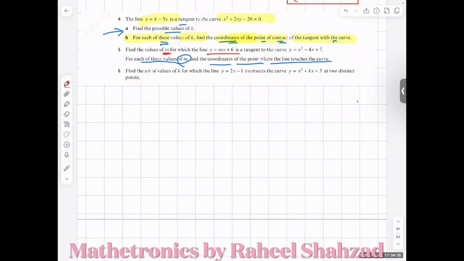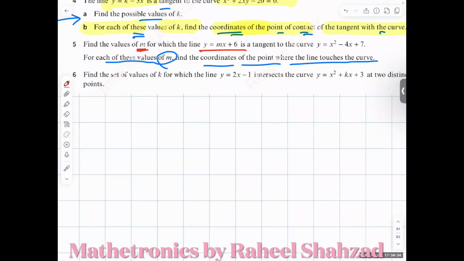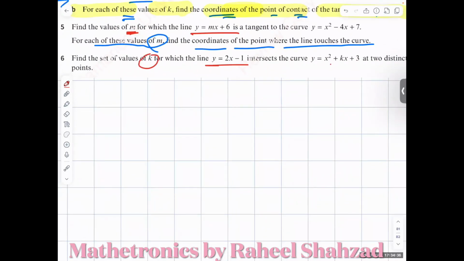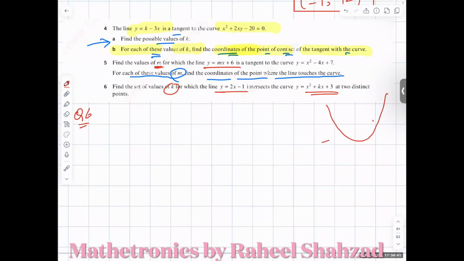Alina, could you explain the last question, question 6, beta? What we are going to do here? It says find the set of values of k for which this line intersects the curve at two distinct points. Okay. Now in question 6, this is the scenario that it's going to be intersecting at this point. So if a line intersects the curve at 2 points, then b square minus 4ac is going to be greater than 0. Okay. Right? Yes, sir.